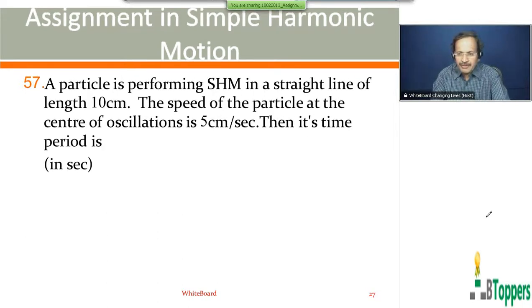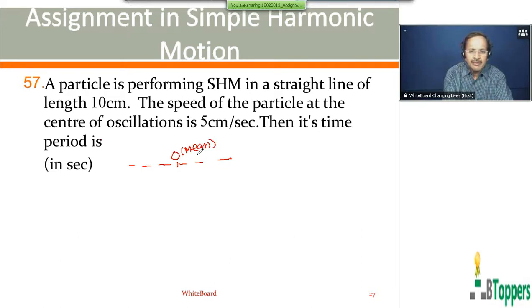See question number 57. A particle is performing simple harmonic motion on a straight line of length 10 centimeter. The speed of the particle at the center of oscillations is 5 centimeter per second. Then its time period in seconds is? So let O be the mean position or center of oscillations. Let E1 denote one of the extreme positions and E2 denote the other extreme position.